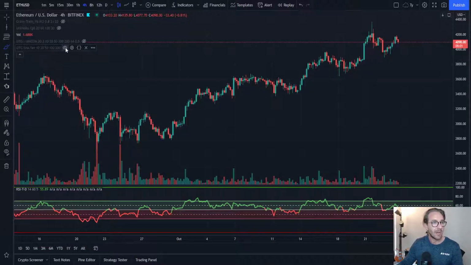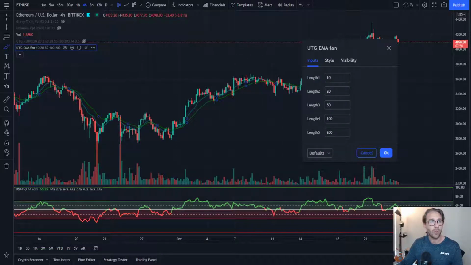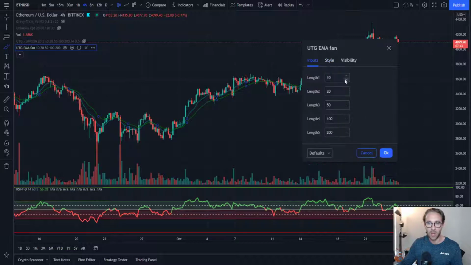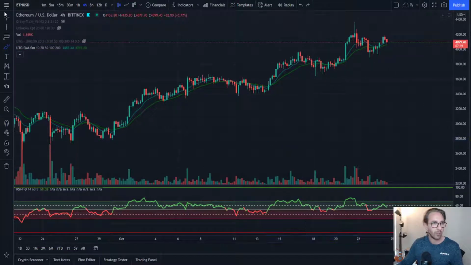We have our EMA UTG fan, another free tool that I will link for you in the show notes below, or that you can find at our TradingView account. So we have our 9, 21, 50, 100 and 200 EMA. For me, this is really what I want to use, and I set my settings at 10 and 20, but you can use 9 and 21, not a problem at all.